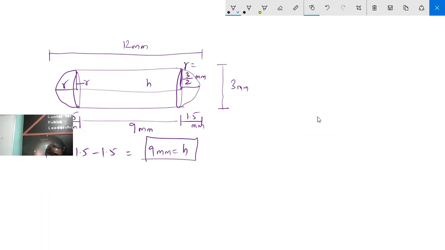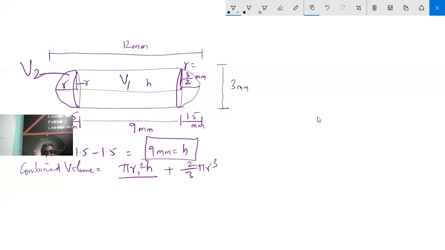If the length of the entire capsule is 12 mm and the diameter of the capsule is 3 mm, how much medicine can it hold? That means he's asking for the combined volume. So you have to take the volume of the cylinder, pi r squared h, plus 2/3 pi r cubed of this one. This is V1, this is V2, this is V3, plus again 2/3 pi r cubed.